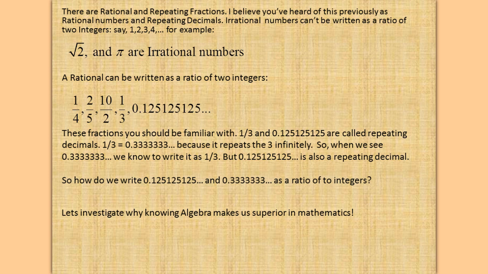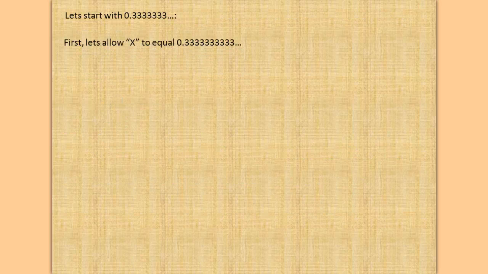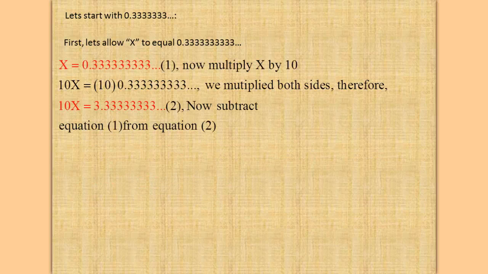Let's investigate why knowing algebra makes us superior in mathematics. With 0.33333 dot dot dot, it continues on forever. First, let's allow x to equal 0.33333. So x equals 0.333. We'll call that equation 1.